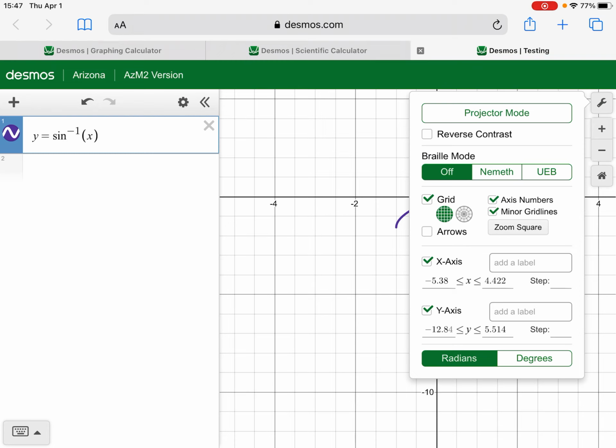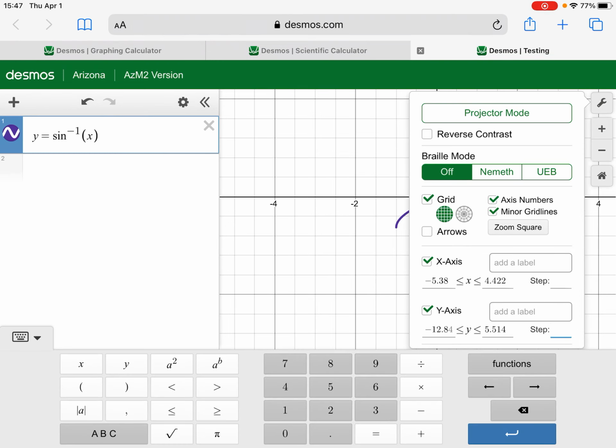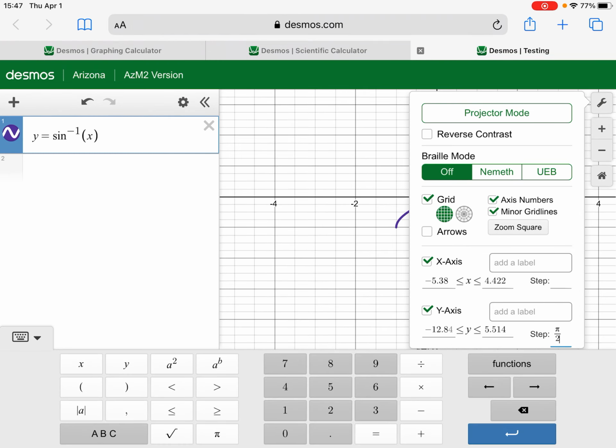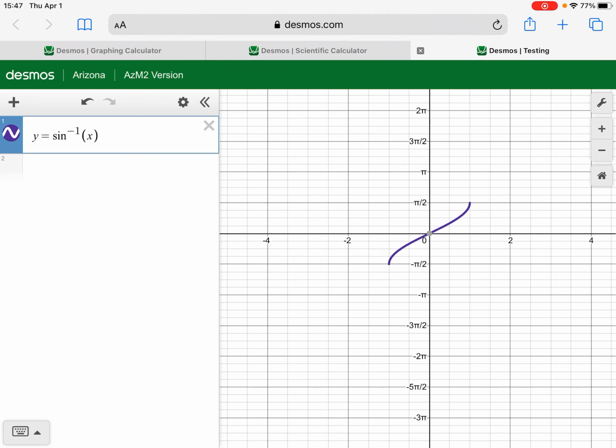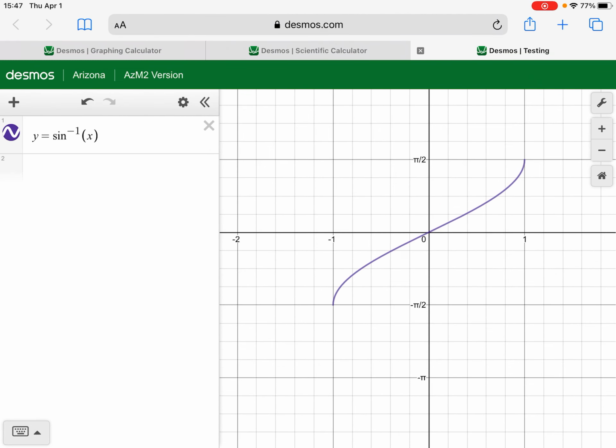We could even change our y-axis to go up by pi over 2, since we know that the function is going up by pi's rather than whole numbers, and so you can see that this is in fact negative pi over 2, and this one is positive pi over 2.